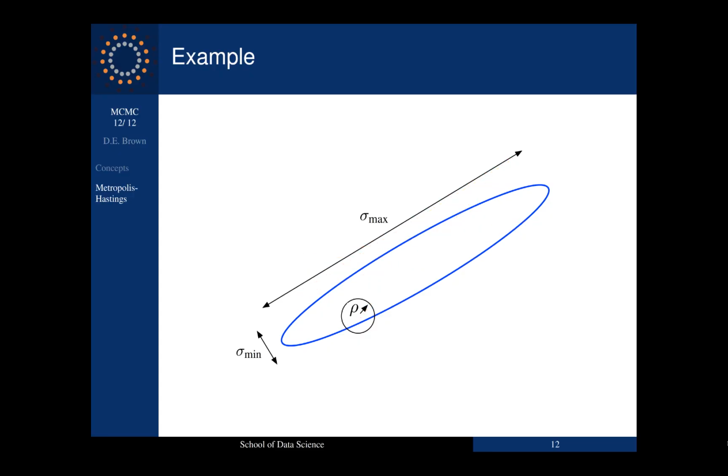All right, in the next class, we'll look specifically at how we look at multivariate distributions using the Metropolis-Hastings algorithm, and in particular, a special case of it known as Gibbs sampling.